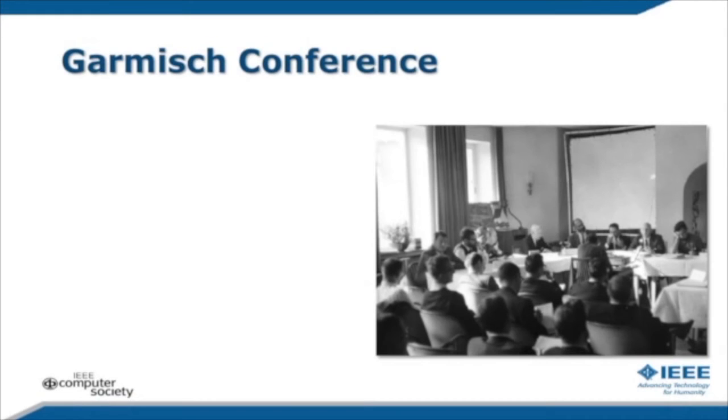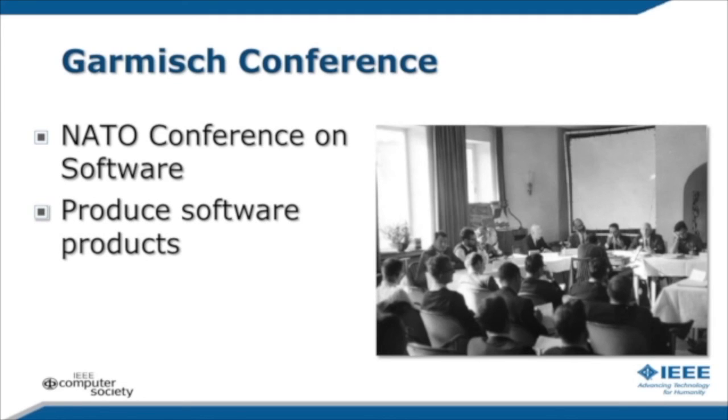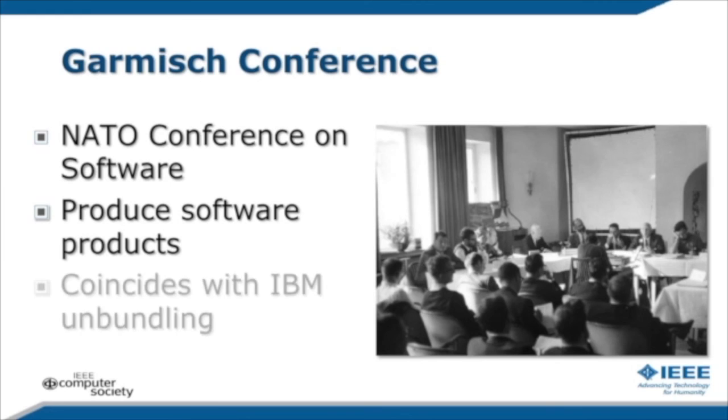In the midst of this crisis, a group of software professionals met at a conference in Garmisch, Germany, that was sponsored by NATO, the North Atlantic Treaty Organization. This conference was called to consider the issues of software engineering, in particular to produce high-quality software products that could be used on many machines at different sites. This conference also coincided with an important announcement by IBM, which initiated the software products industry.